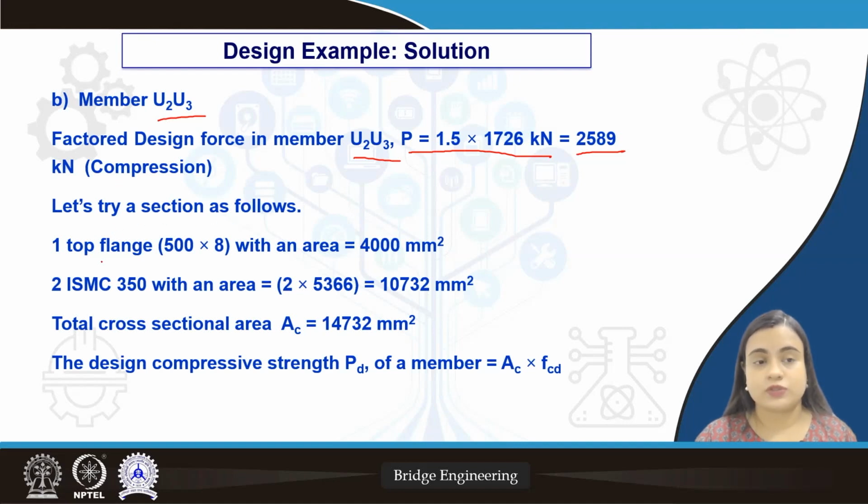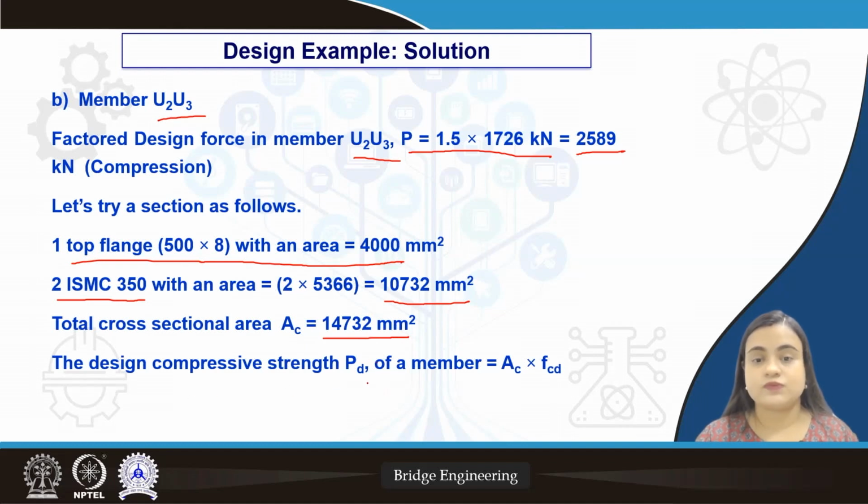Let's try a section containing one top flange of 500 millimeter width and 8 millimeter thickness, that is going to have a total area of 4000 millimeter square, and two ISMC sections of ISMC 350, that is going to have a total area of 2 times 5366, that is 10732 millimeter square. The total cross-sectional area of the two types of section will be 14732 millimeter square.